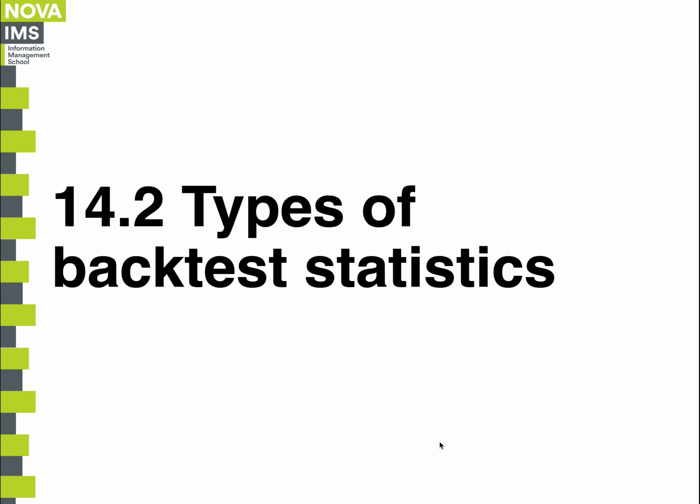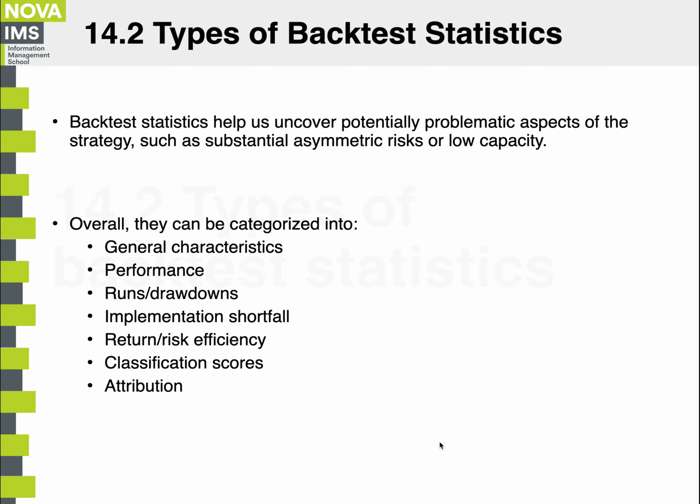Types of backtest statistics. Backtest statistics comprise metrics used by investors to assess and compare various investment strategies. They should help us uncover potentially problematic aspects of the strategy, such as substantial asymmetric risks or low capacity. We can see on this slide the various categories of backtest statistics.